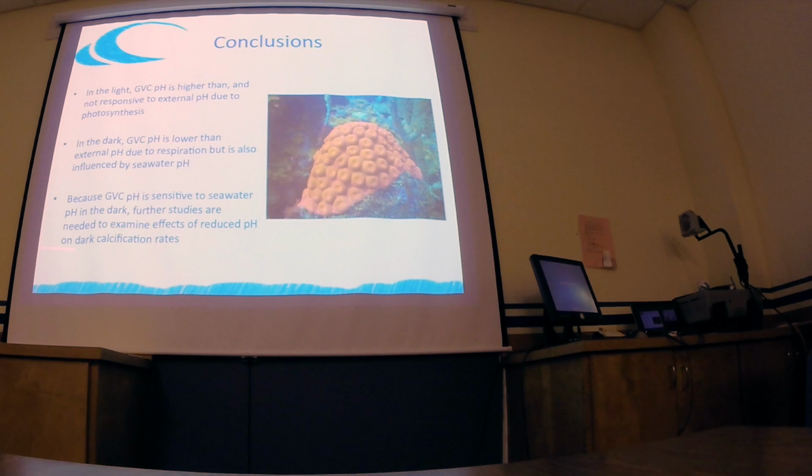And then finally, because of the knowledge that there is potential that the GBC pH is sensitive to the external pH reductions, it's important to perform these calcifications. Maybe consider times of dark. So maybe performing these calcifications in the dark, or doing a method where we incorporate more than just light calcification, because the dark times could be when corals are most susceptible to these reduced pH.